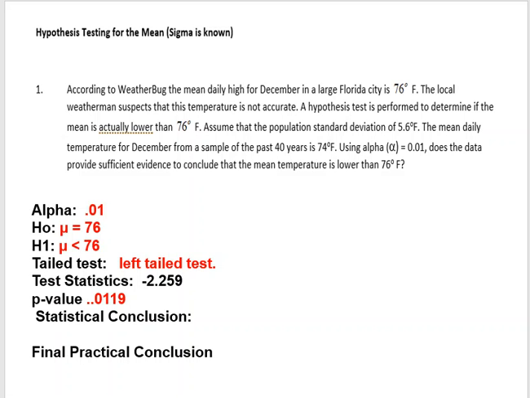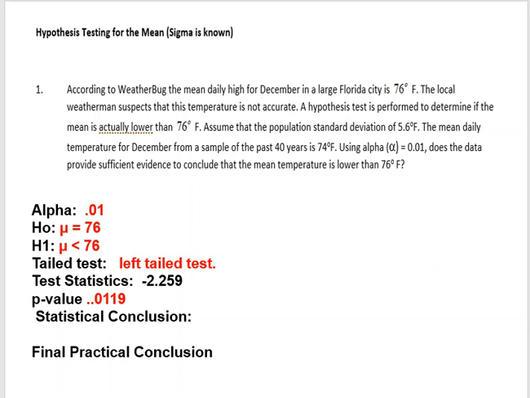The mean daily temperature, N is equal to 40, is 74 degrees. That's my X bar or mean. I'm going to use an alpha of 0.01. Does this data provide sufficient evidence to conclude that the mean temperature is lower than 76?